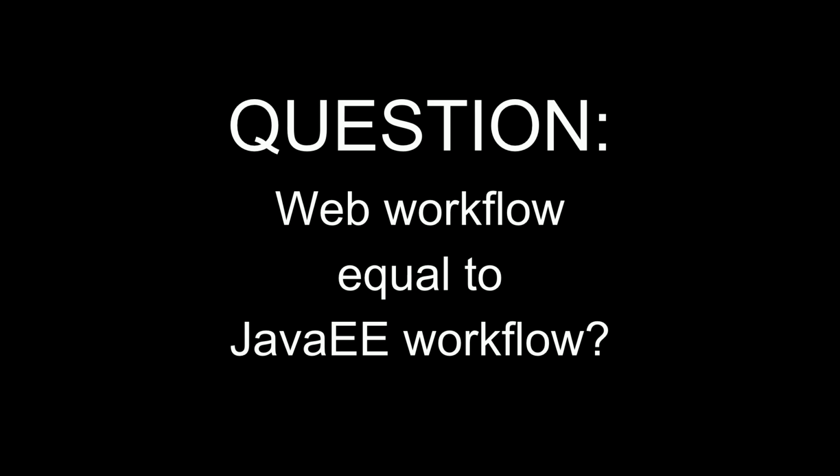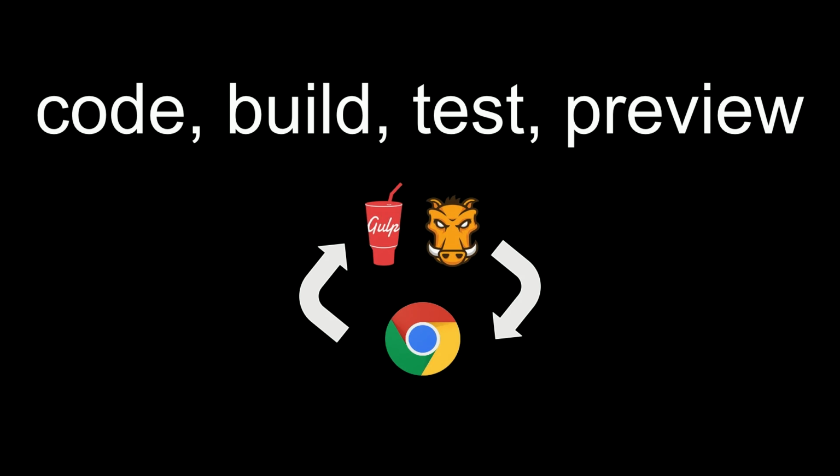So, at first glance, web workflow seems to be quite equal to JavaEE workflow, at least in some abstraction. We write the code, but in the real world, it's a huge difference, as you probably could tell. Web development is a lot about visual inspection or adaptation to whatever you see in front of you. We need that fast turnaround, fast feedback loop that a task runner provides us. We code, build, test, preview in a smooth operation.